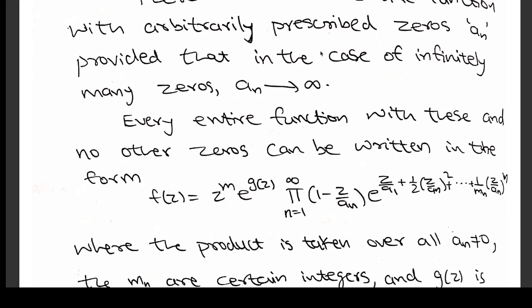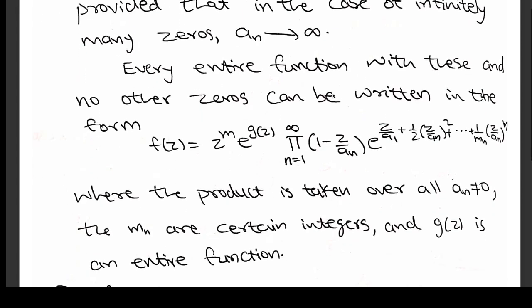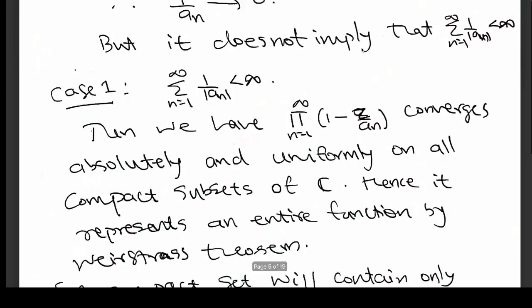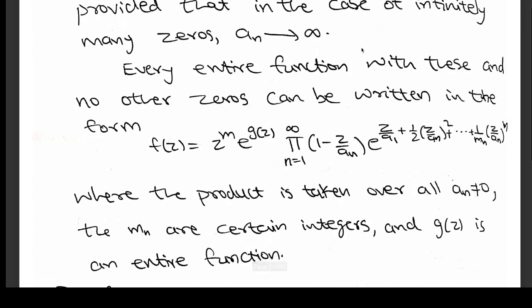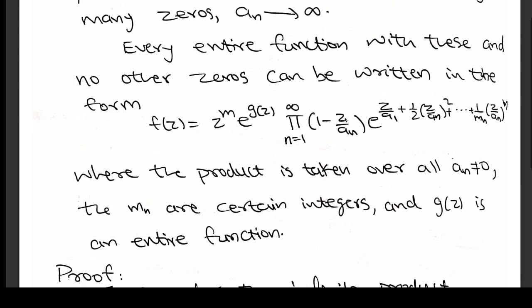It tells you that if an infinite sequence a_n which goes to infinity is given, then you are able to find an entire function with zeros exactly at the points a_n. That's what we can prove, that existence. More generally, every entire function with zeros at a_n and a zero at the origin of order m will look exactly like this. This is the expression for that.